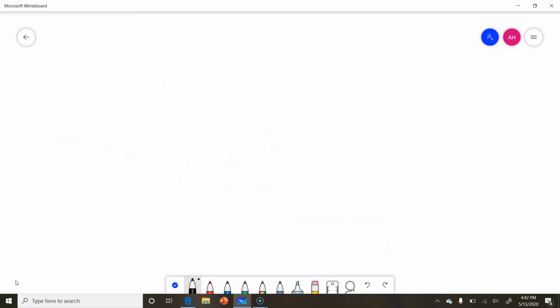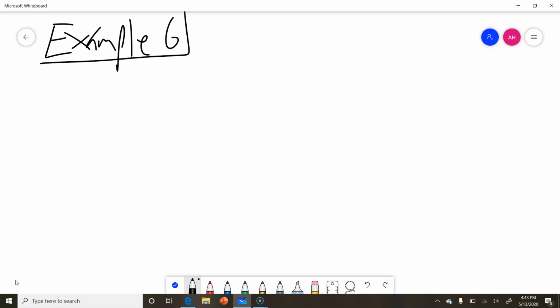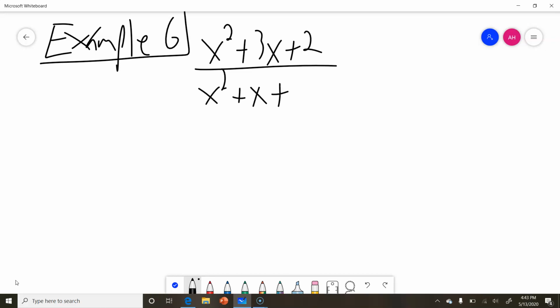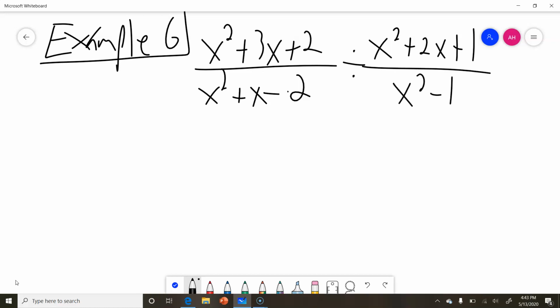Okay, and then this is going to play itself out in our last example, and then I'll let you have the homework. This is example number 6, and it is our last problem that we're going to work through. So it's x squared plus 3x plus 2, all divided by x squared plus x minus 2. That's important. And then look, it's divided by x squared plus 2x plus 1, all divided by x squared minus 1.